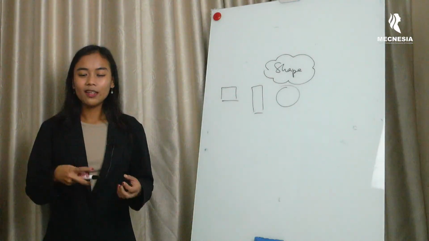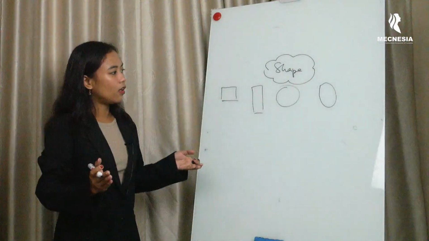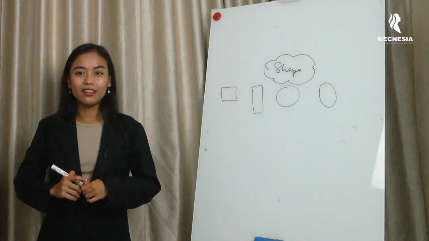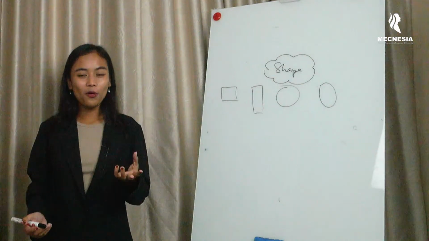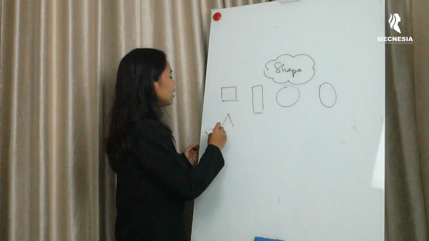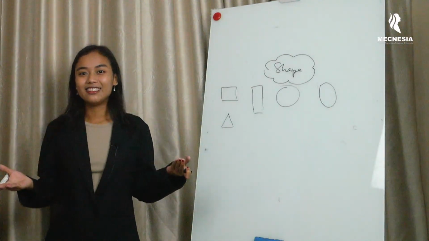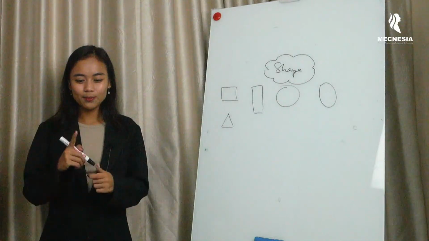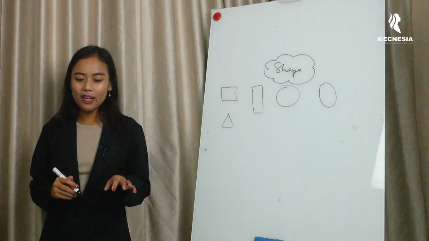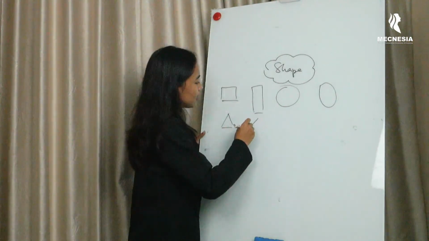Circle. The next is oval. Oval. One more time. And the next one, segitiga. Segitiga is triangle. The next is pentagon. Pentagon itu adalah segi 5.